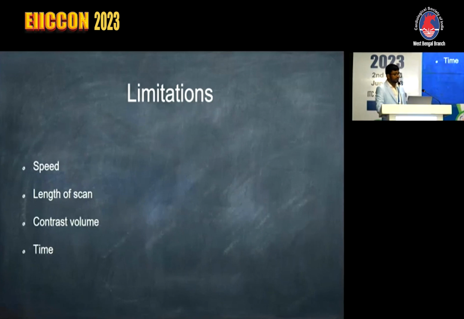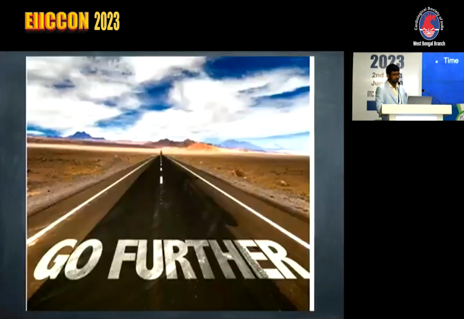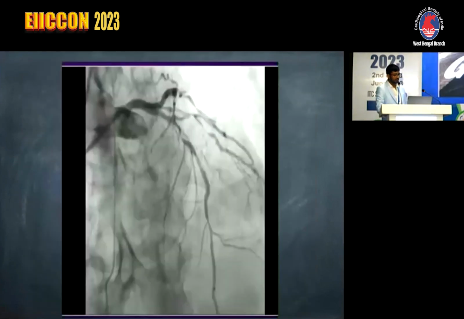One is speed. One is the length of the scan, which is limited. If you have a long LAD, then we have to take 2 runs instead of 1. Then we are worried about the volume of contrast which we give in patients who have nephropathy or renal dysfunction, and the time consumed. So let us see what can be done about all these problems.